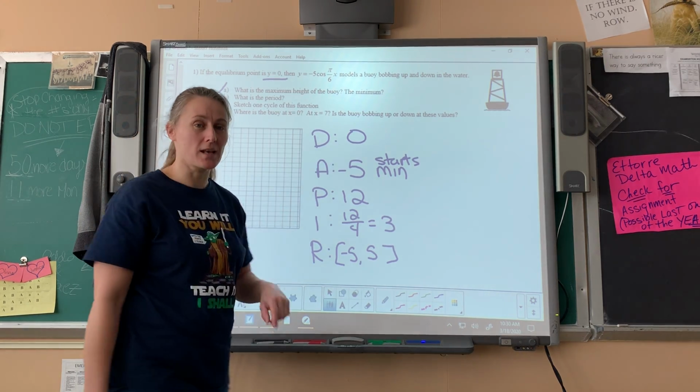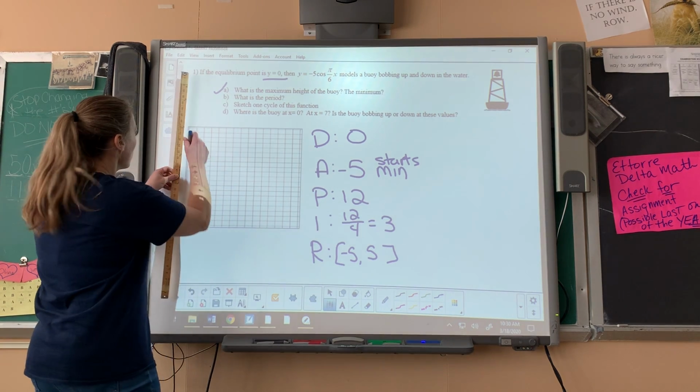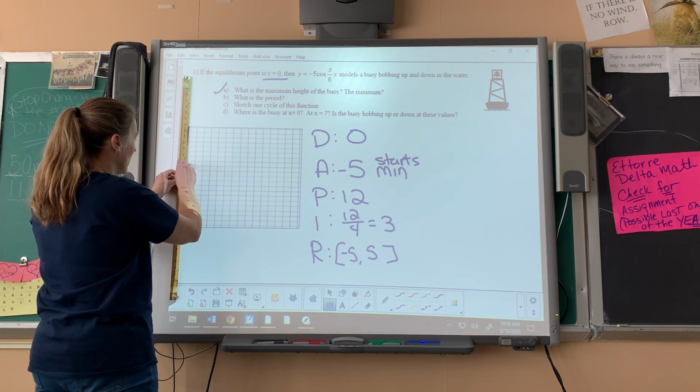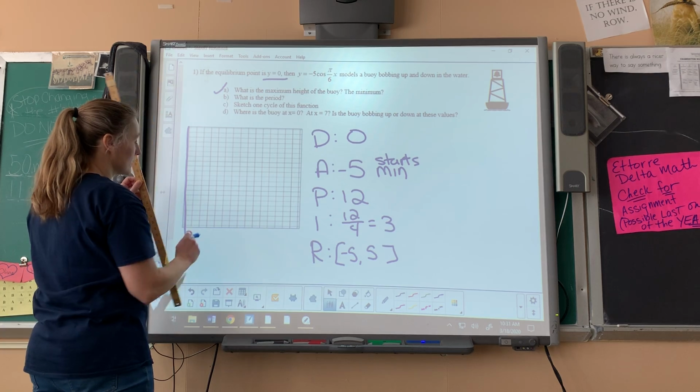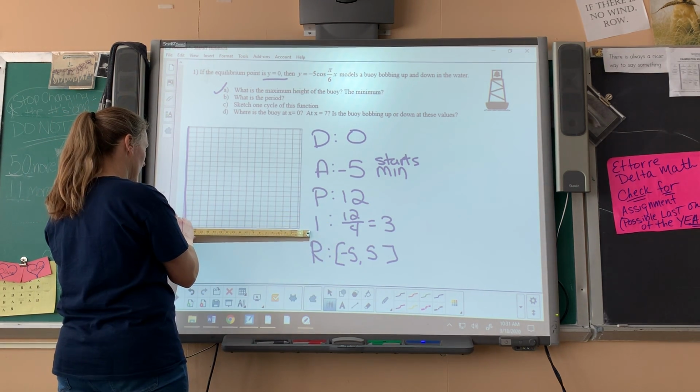Okay, so sketch one cycle. I brought a ruler. I hope it helps. So generally we have one side. We only need one side. This is not going well, but we'll see how it goes.